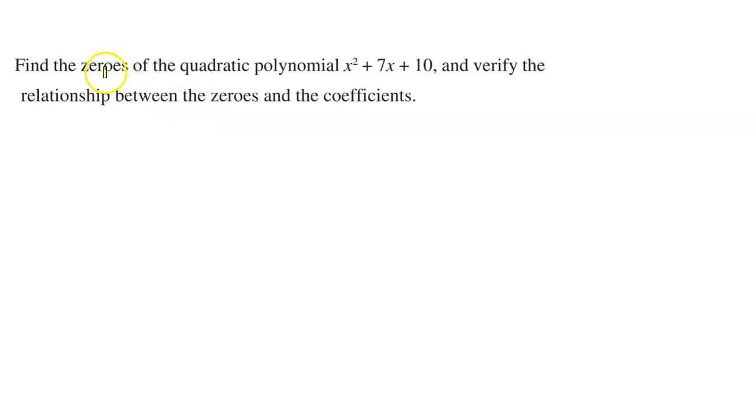Hello everyone, we are going to discuss this question from quadratic polynomials. First of all, let's read the question. The question is, find the zeros of the quadratic polynomial x square plus 7x plus 10 and verify the relation between the zeros and the coefficients.